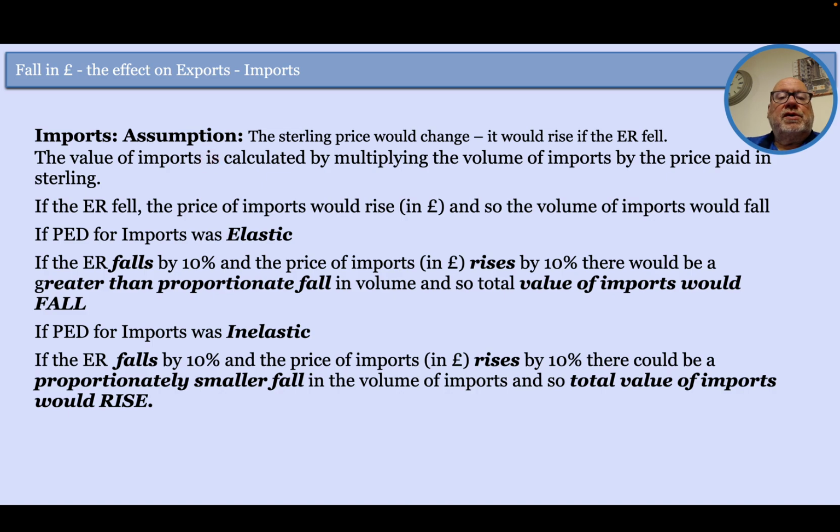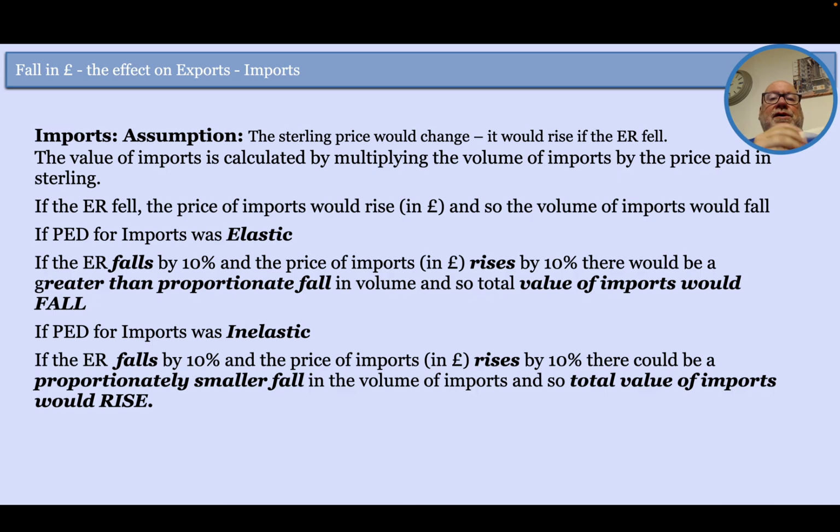The assumption with imports, again, is that the sterling price would change. So the American who's selling their imports, they will change the price in the UK. And if the exchange rate falls, then the price of imports is going to rise. So the value, again, multiplies the volume by the price. So if the exchange rate falls, the price of imports would rise, so the volume is going to go down.